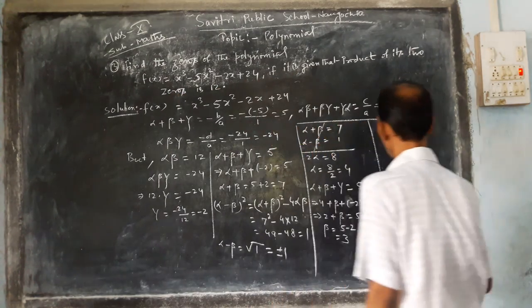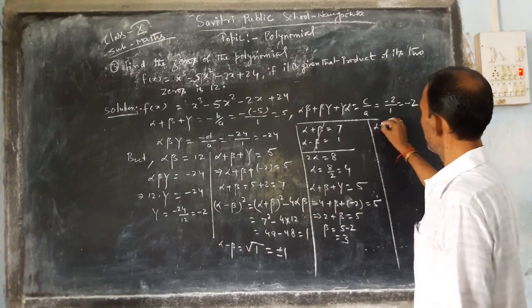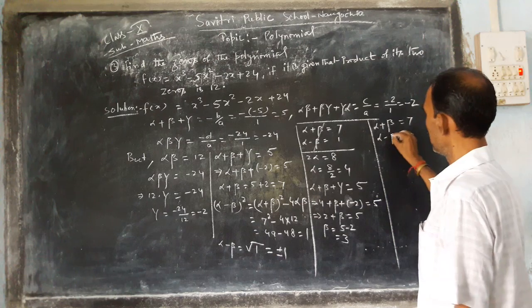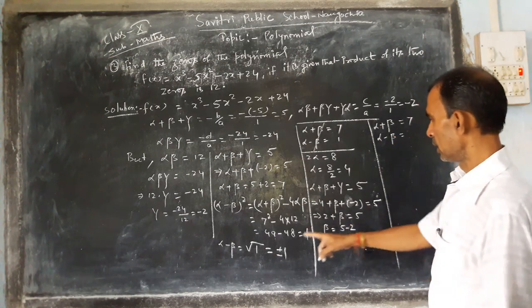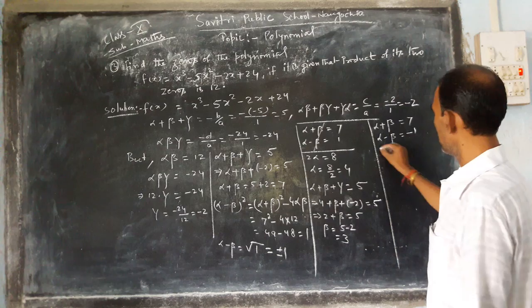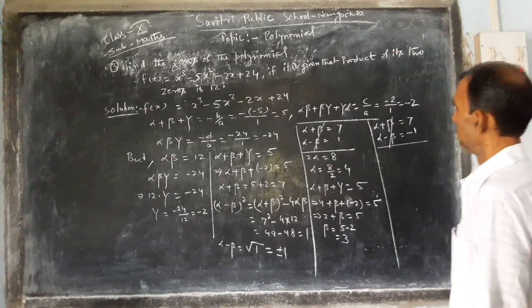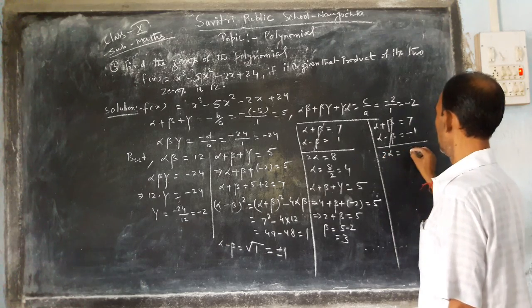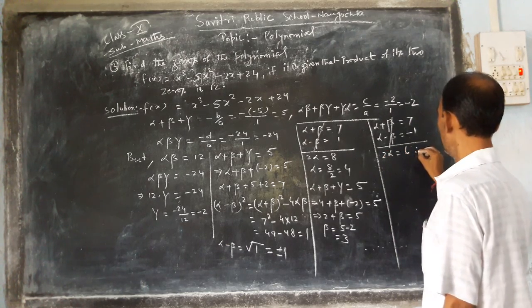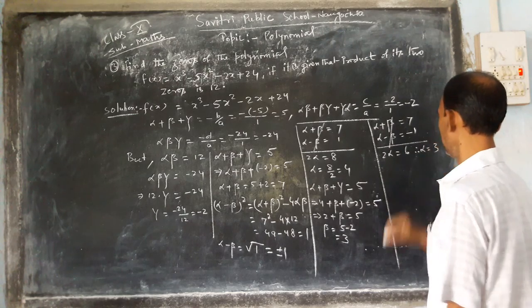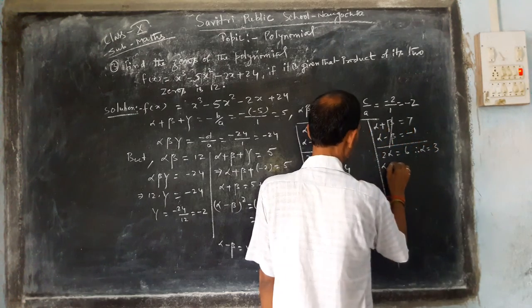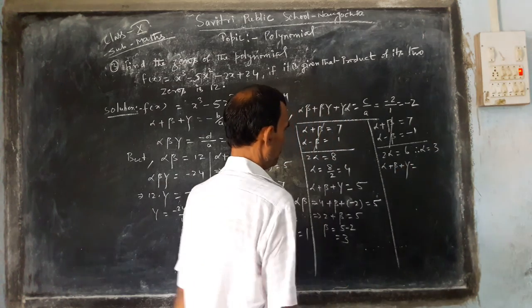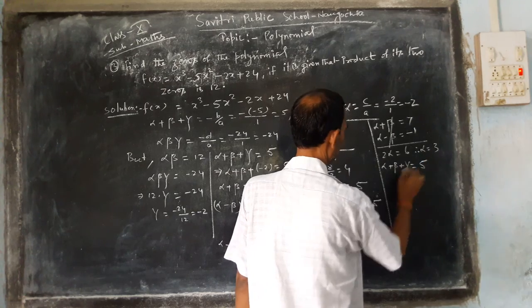Again, α + β = 7 and α − β = −1. Adding, β cancels, so 2α = 6, so therefore α = 3. So α + β + γ = 5.